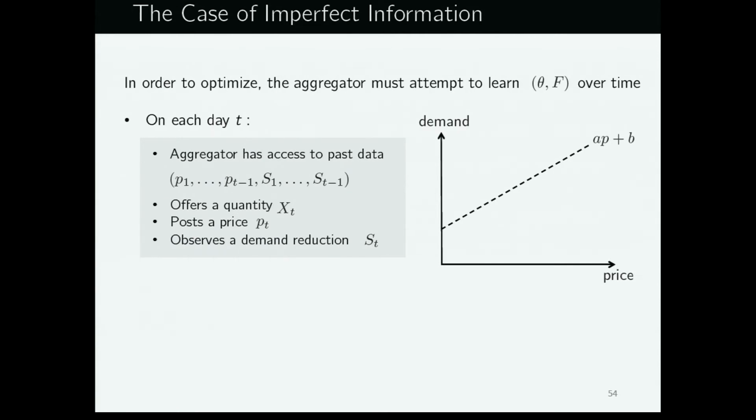We take an online learning approach. On each day t, the aggregator, we assume, has access to past market history, which is the sequence of previous posted prices and previous demand reductions. We're assuming it can measure demand reduction directly. And so it offers a quantity x_t into the wholesale market, posts a price p_t, and observes a demand reduction s_t. So that manifests itself as some data point here. And this repeats.